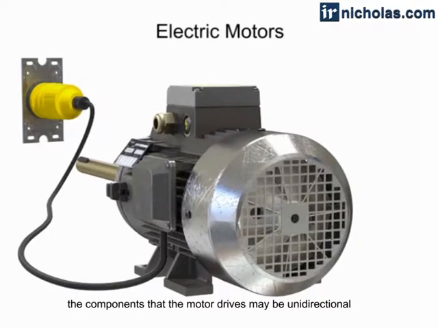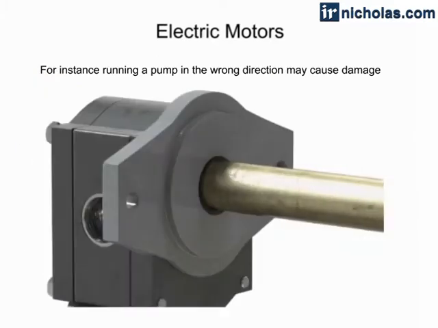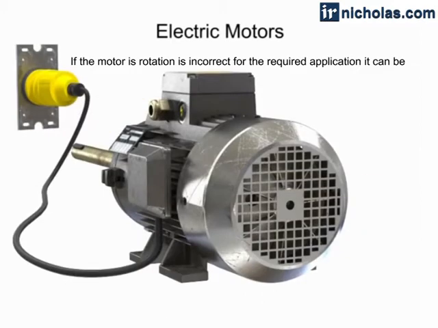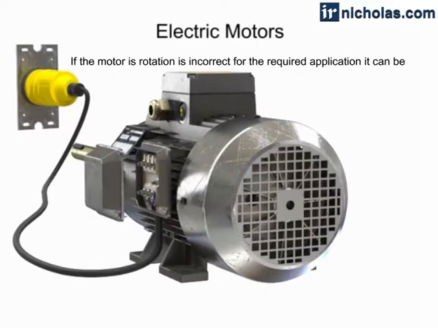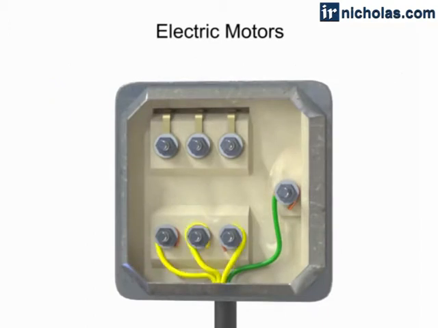may be unidirectional. For instance, running a pump in the wrong direction may cause damage due to cavitation or expulsion of the shaft seal. If the motor's rotation is incorrect for the required application, it can be reversed by simply interchanging the connections to any two of the three power wires.